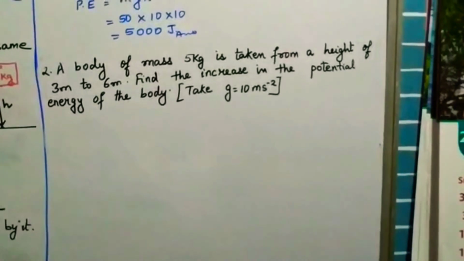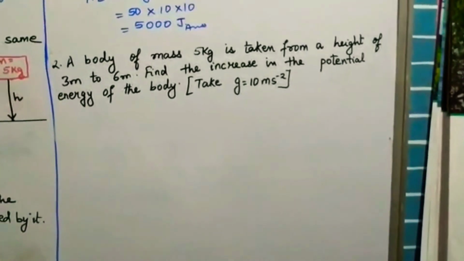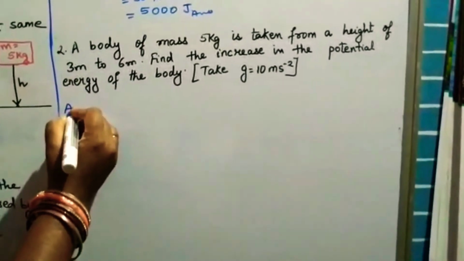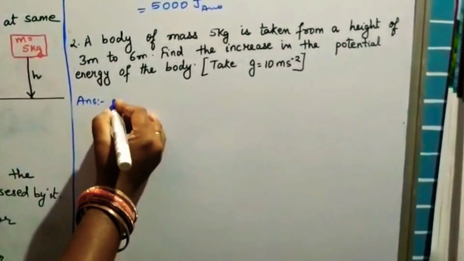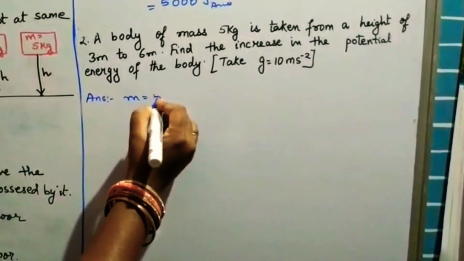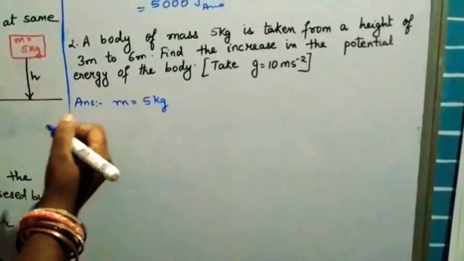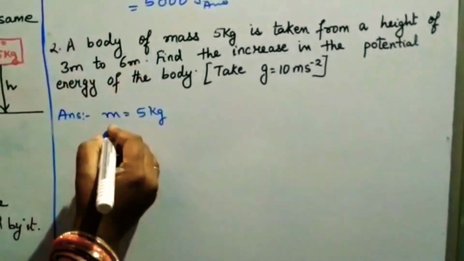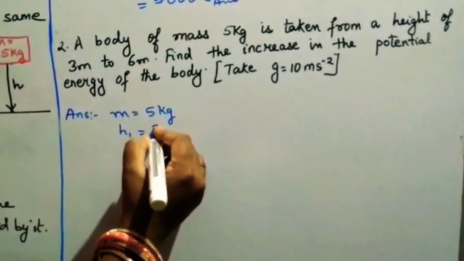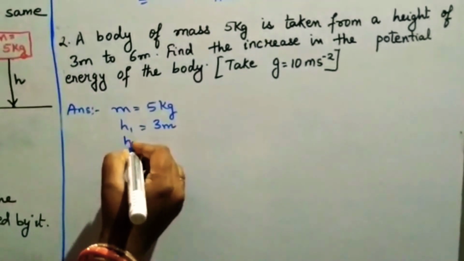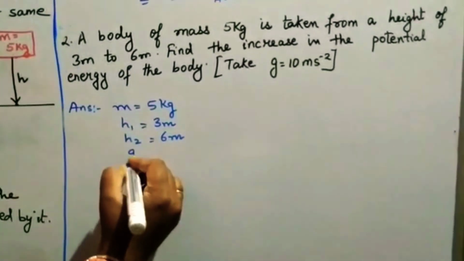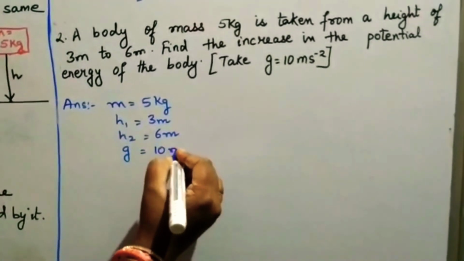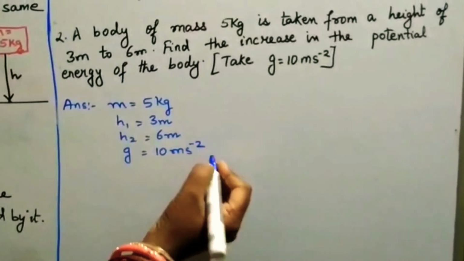So, coming to solving the second problem. Again, we need to first take out what data are given in the question. A body of mass 5 kg, so mass is given as 5 kg, is taken from a height of 3 to 6. So we can take h1 as 3 meter and h2 is equal to 6 meter. And g is given to us as 10 meter per second square.